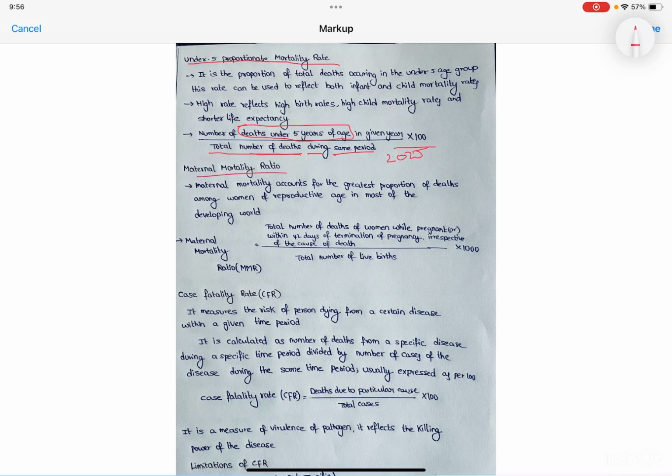Maternal mortality ratio. Take the total number of live births, that means when a mother delivers and the babies are alive, and the total number of deaths of women while pregnant or within 42 days of termination of pregnancy, irrespective of the cause of death, multiplied by 1000. This gives the maternal mortality ratio.